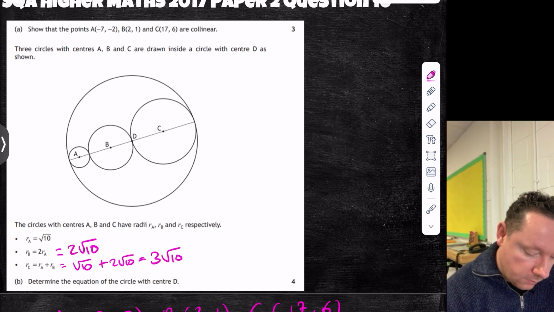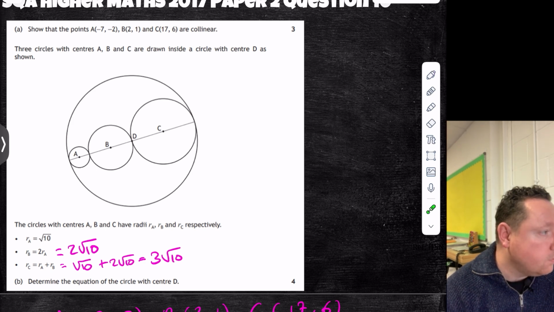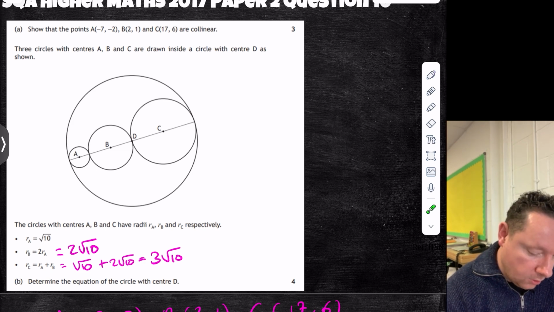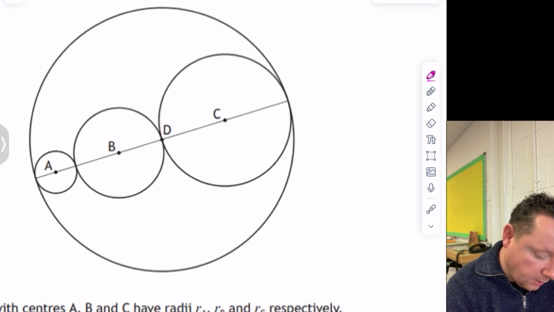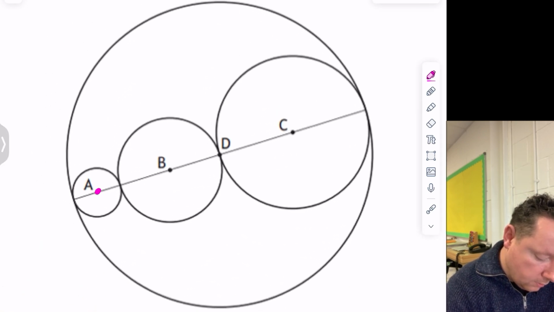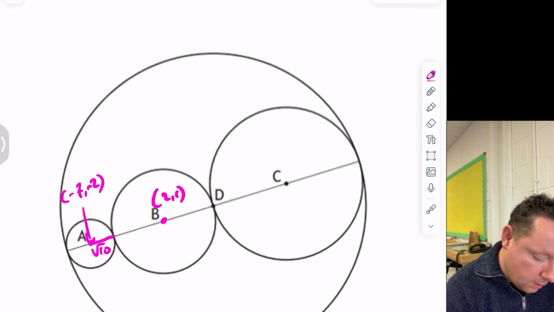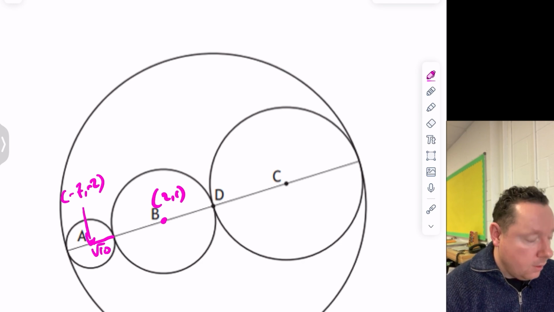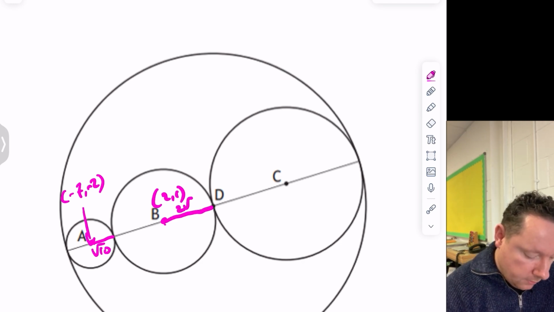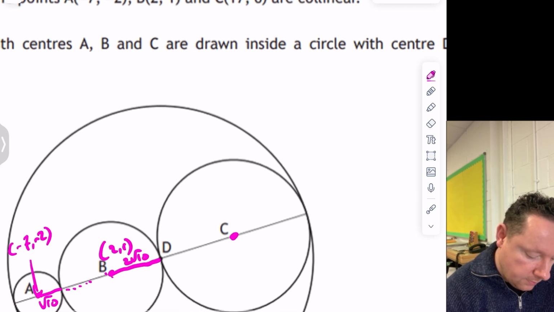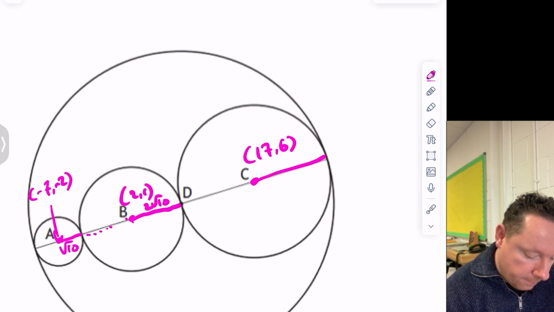So we know, let's just annotate this circle. We know that A is minus 7, minus 2. And we know that that is root 10. We know that B is 2, 1. And we know that this distance here is 2 root 10. That means it's the same on this side as well. And then C's point is 17, 6. But we know that C is now 3 root 10 from here to here.